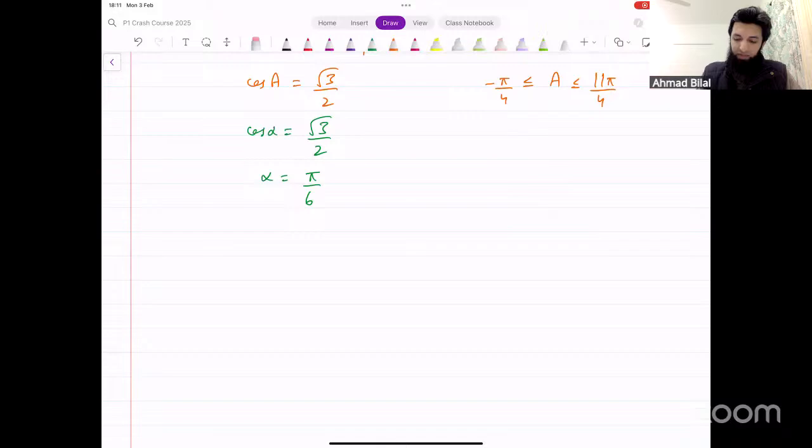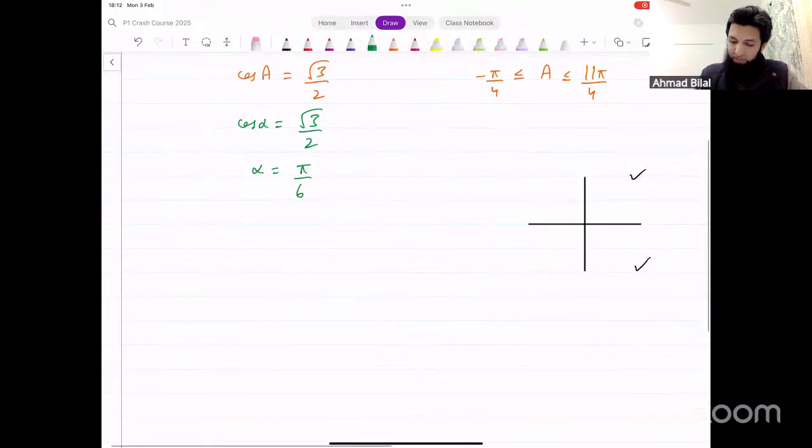Okay, cos is positive, right? Where is cos positive? Cos is positive in the first quadrant or in the fourth quadrant. So these are the two quadrants that are possible, first or fourth. Now the basic angle, pi over 6, could either be here or it could be here. These are the two possibilities, right? Now let's start measuring angle from the positive x-axis.